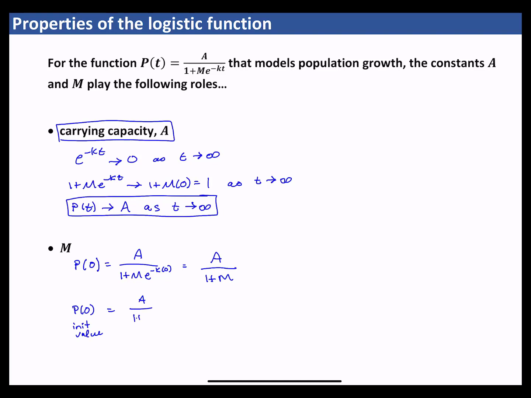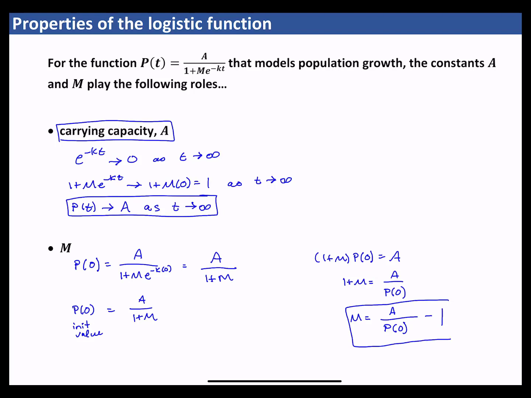And solving for m, we'd multiply both sides by 1 plus m to get (1 plus m) times p(0) equals a. And dividing by p(0) on both sides results in 1 plus m equals a divided by p(0). And then subtracting 1, we find out that m equals a, the carrying capacity, divided by p(0), the initial population, minus 1.